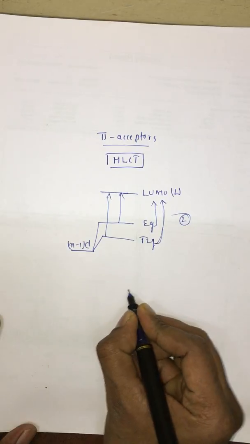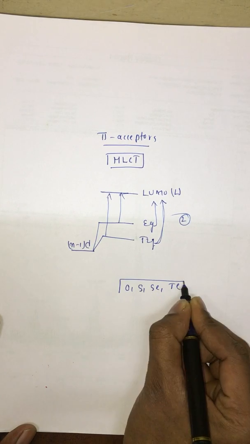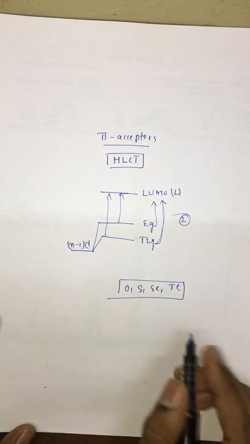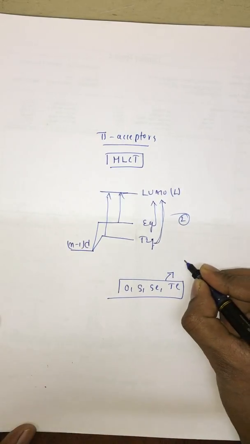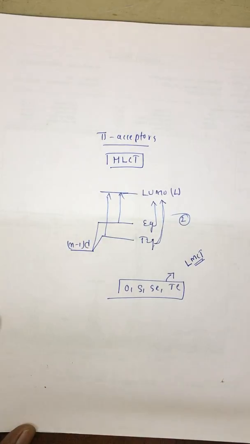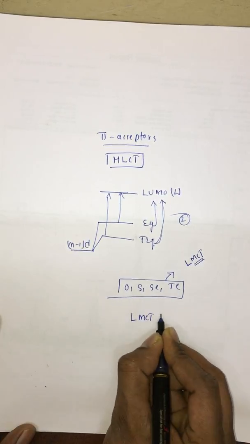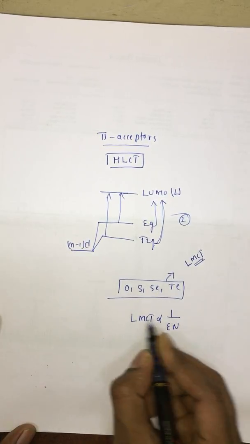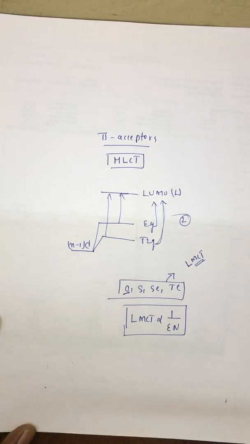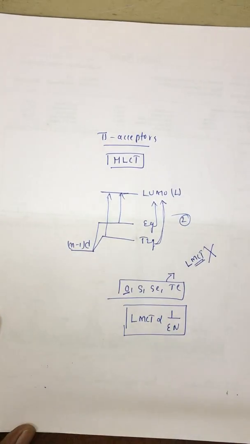So we have oxygen, sulfur, selenium and tellurium. Among these four, which shows LMCT more? Here, we can say LMCT is inversely proportional to electronegativity. Oxygen is more electronegative, and the more electronegative atoms will not show LMCT. This point we have to remember.